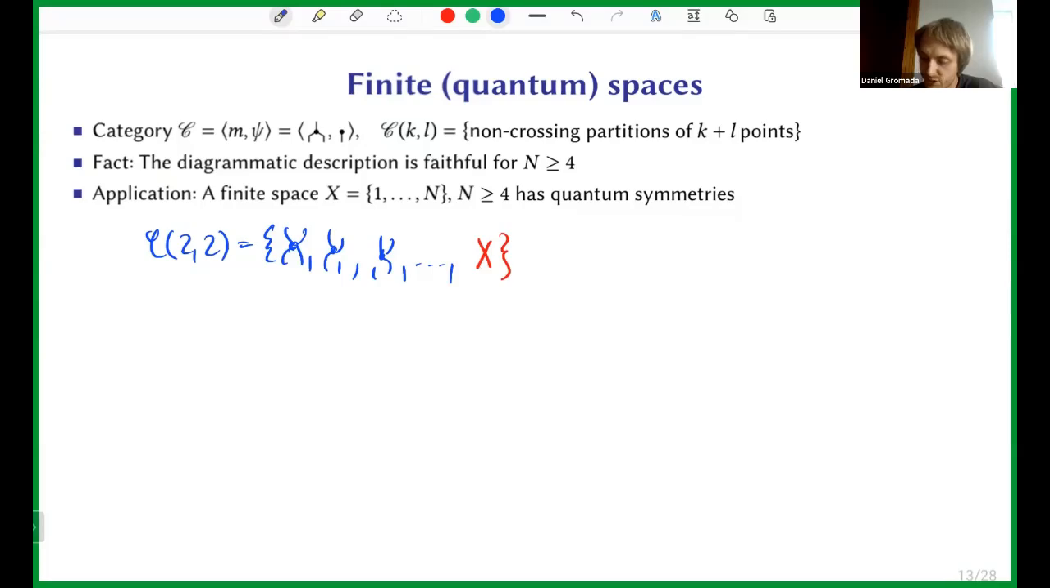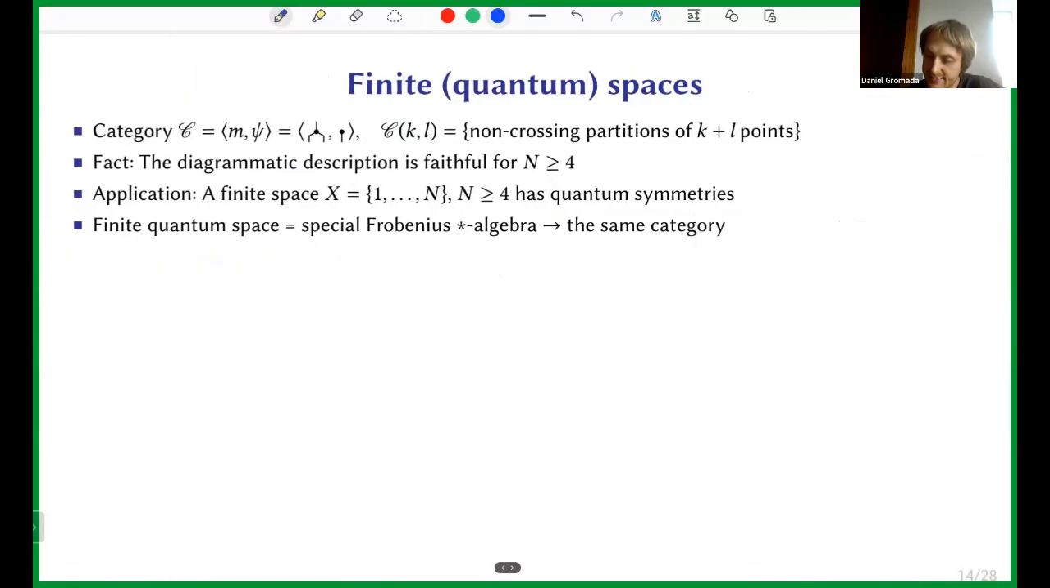So that's one application. The second application is related to finite quantum spaces. So what is a finite quantum space? Well, we follow the basic idea of quantum groups, which is that classical things are described by commutative algebras. So here we had the finite space. The finite classical space was described by this commutative finite-dimensional C-star algebra. And now what I claim is that if you take a non-commutative finite-dimensional C-star algebra, let's call that a quantum space, a finite quantum space.